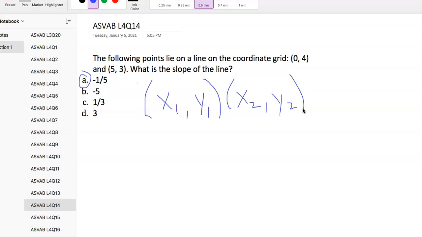And then you have your formula of y2 minus y1 divided by x2 minus x1, right? So when you take (0, 4) here, 0 is x1, 4 is y1, and when you take these two guys right here, 5 is x2, 3 is y2. And then we just go to what I just did, right? y2 minus y1 is 3 minus 4, x2 minus x1, 5 minus 0. So that's how we do that.